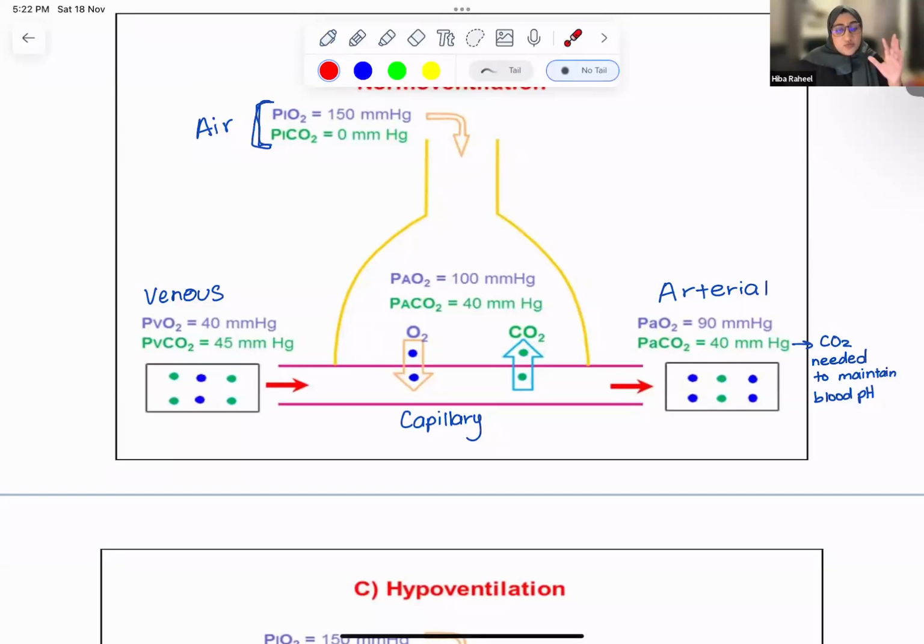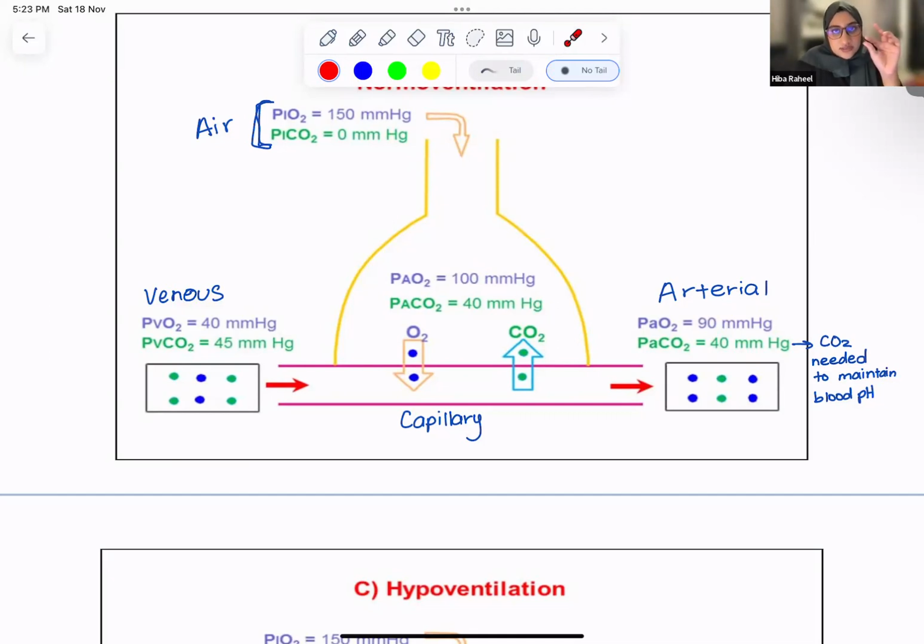All right, so this is what normally happens when you have normal ventilation. Also, as you can see, the oxygen here is 100, and over here it's 90. Why is there a slight drop? The slight drop occurs because sometimes there's shunting, sometimes it's not properly ventilated. This is normal.